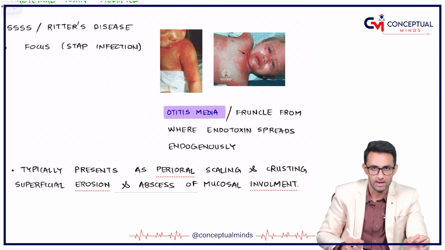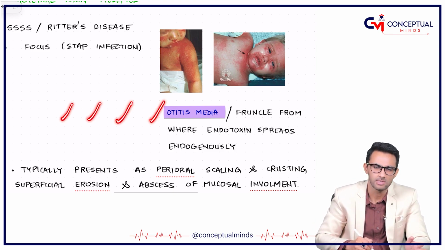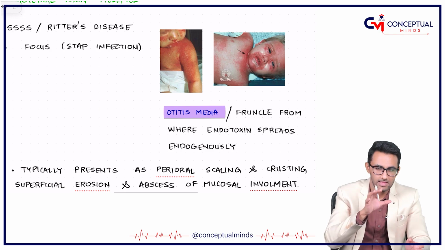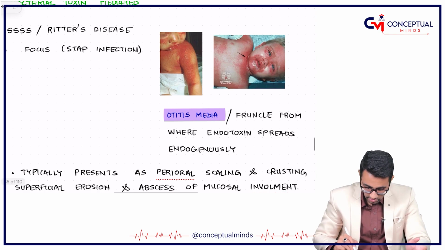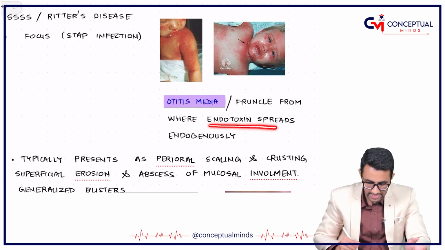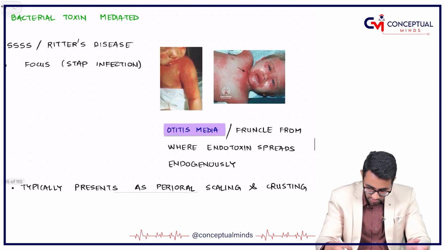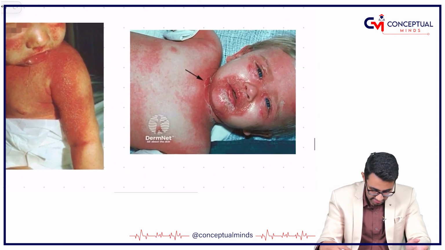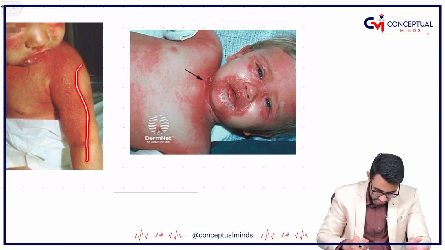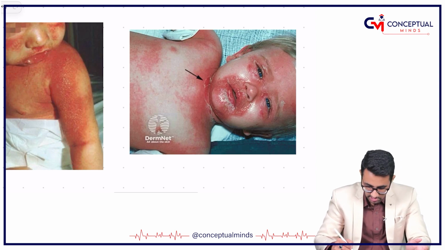So this point is being explained here: it could have an otitis media, but it is not like only this condition will have it; there could be n number of causes. The concept is that the bacteria is spreading the toxin in the body. It could be an otitis media, it could be a furuncle, from where the toxin spreads endogenously, with systemic involvement. As you can see in this child, because of this toxin, you can see it in the perifollicular area as well as on the cheeks.